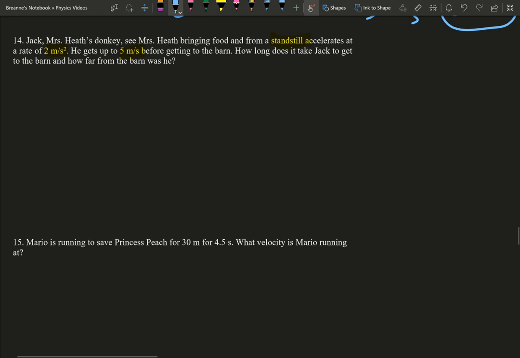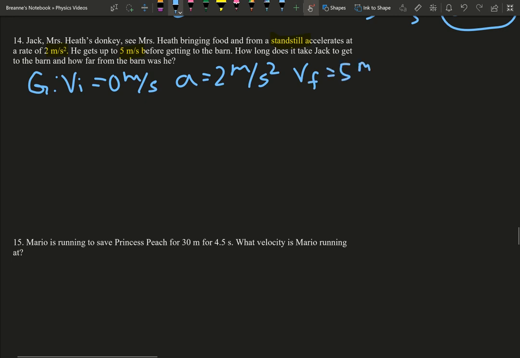So our givens: standstill, so we know that his initial velocity was 0. We know his acceleration is 2 meters per second squared. And we know his final velocity is 5 meters per second. And we're looking for two unknowns. We're looking for time, and we're looking for how far, so his displacement. So let's focus on the time first.